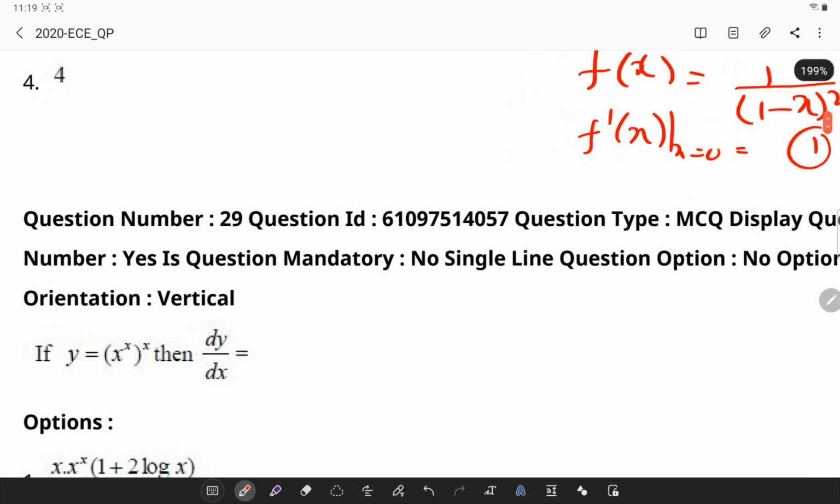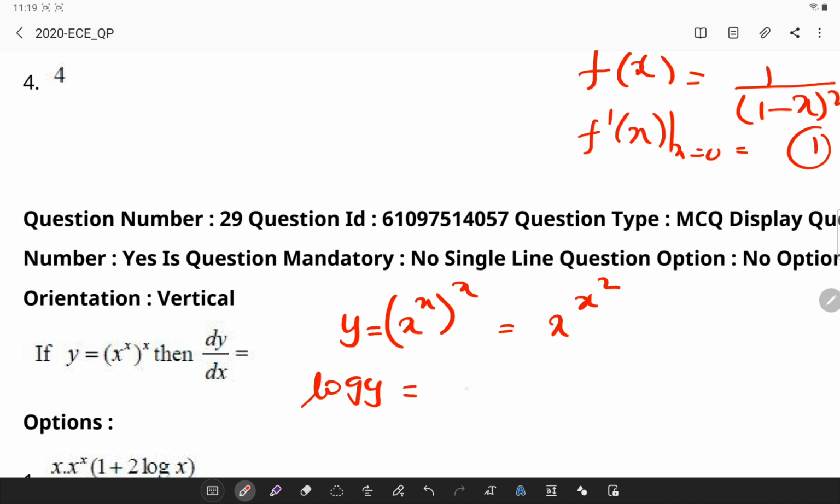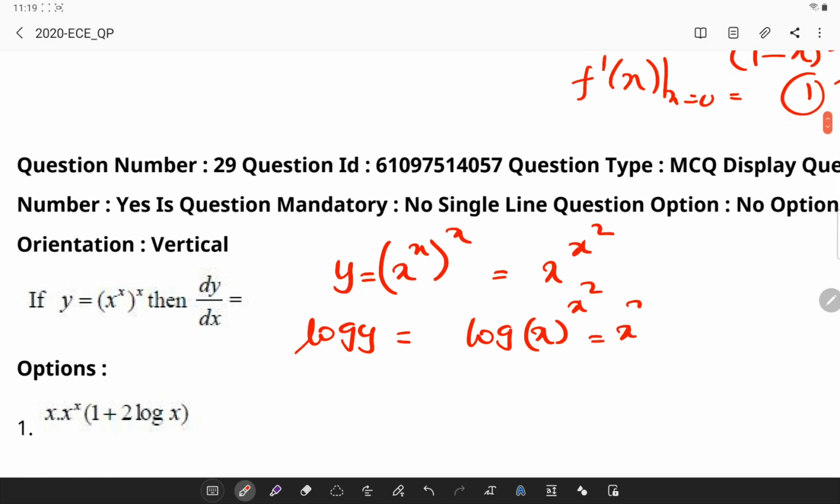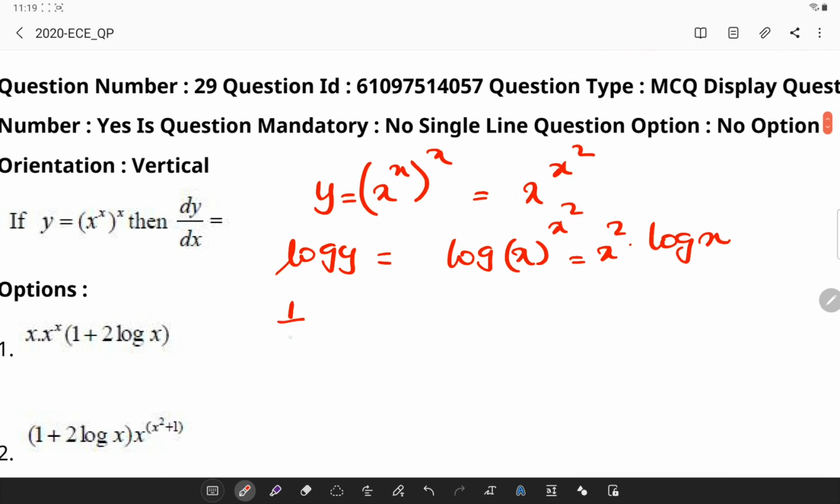So this question is related to derivatives. So here it is given y is equal to x power x. So you can simply write this as x power x square. So now if I take log on both sides, I will be having log y is equal to log x power x square. On this I can write it as x square into log x.